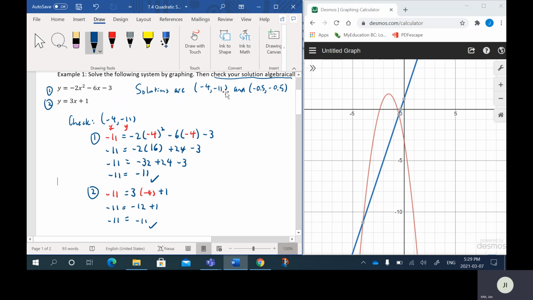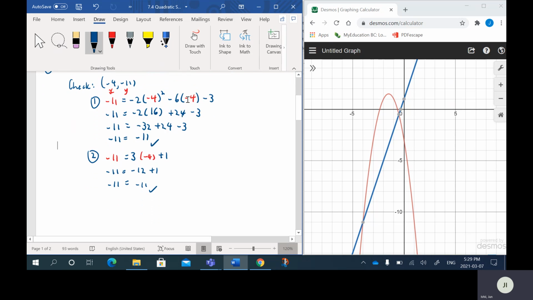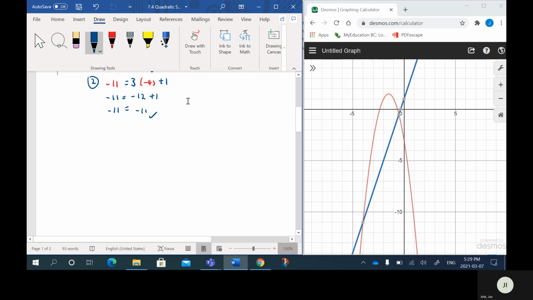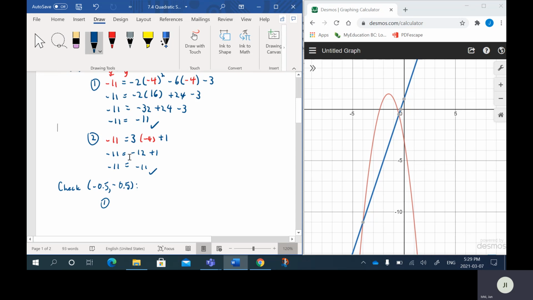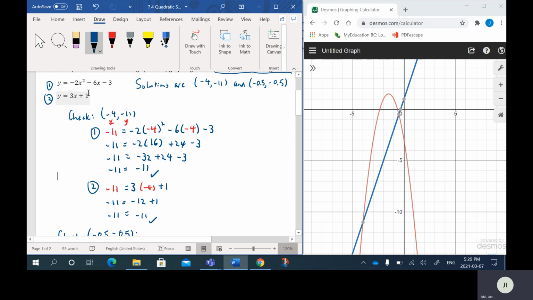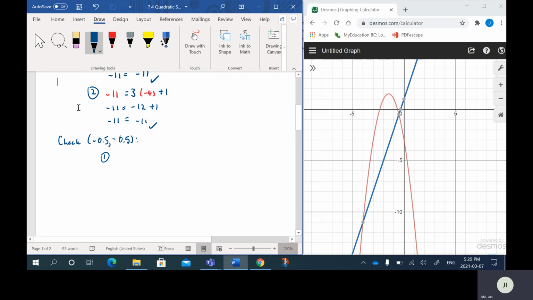Now the second solution we also need to check. I'm going to check negative 0.5, negative 0.5. So if I sub it into the first equation here, y equals negative 2x squared minus 6x minus 3.